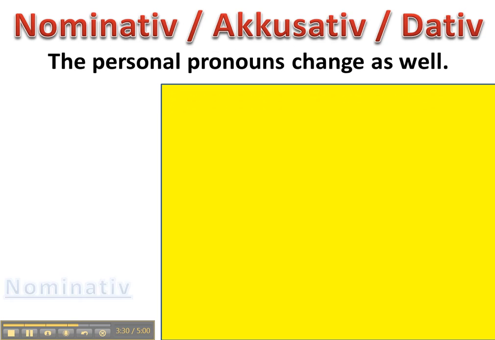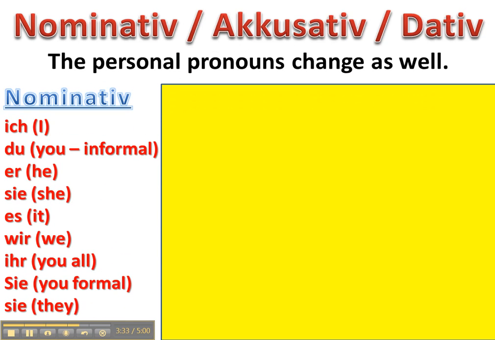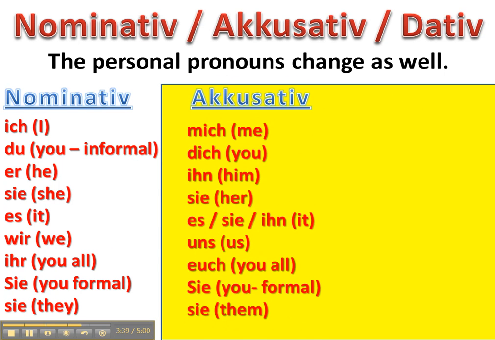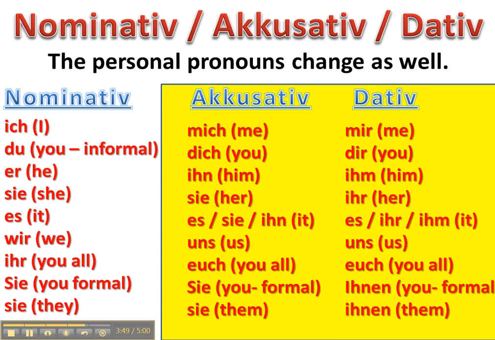Now remember, for personal pronouns, in the nominative you have the list, ich, du, er, sie, es, wir, ihr, and the two sie's. So for accusative, this is going to change to mich, dich, ihn, sie, es, sie, or ihn, uns, euch, sie, und sie. And then the dative, it will change yet again. In English, we don't have this happening to the extent here, but in the dative, it's mir, dir, ihm, ihr, and either es, ihr, ihm for it, uns, euch, ihnen, und ihnen.